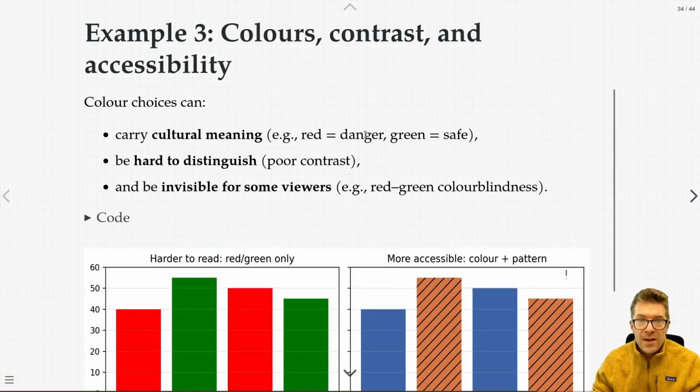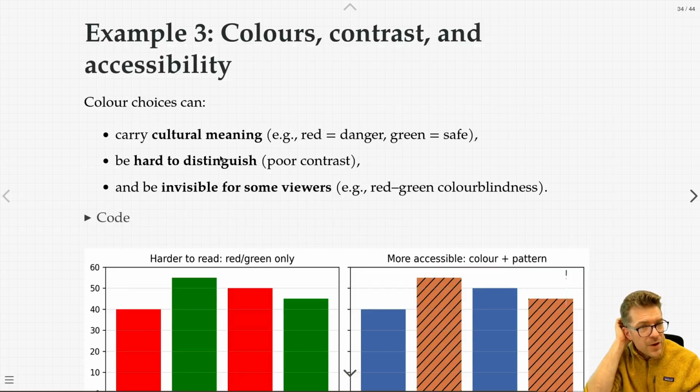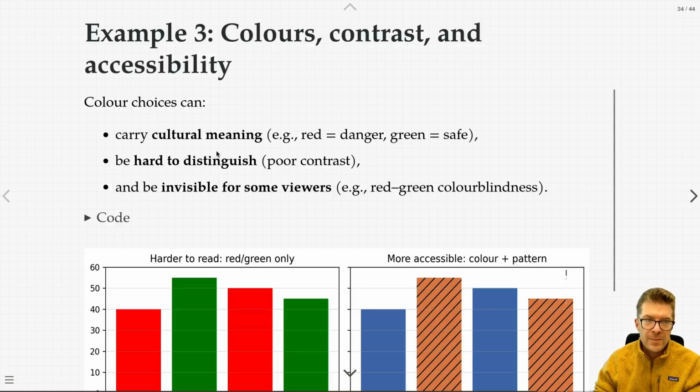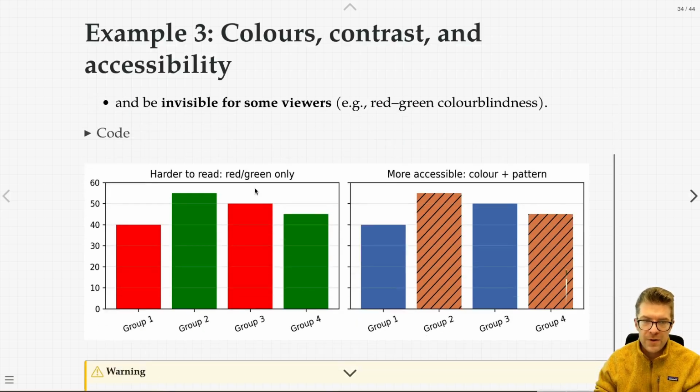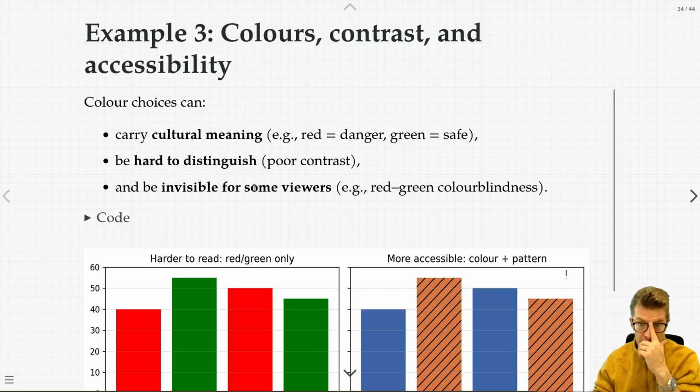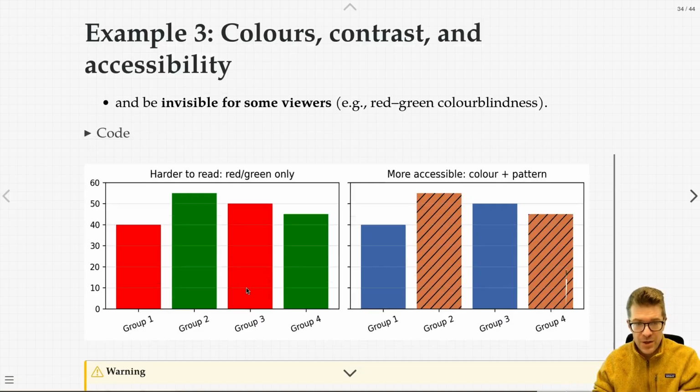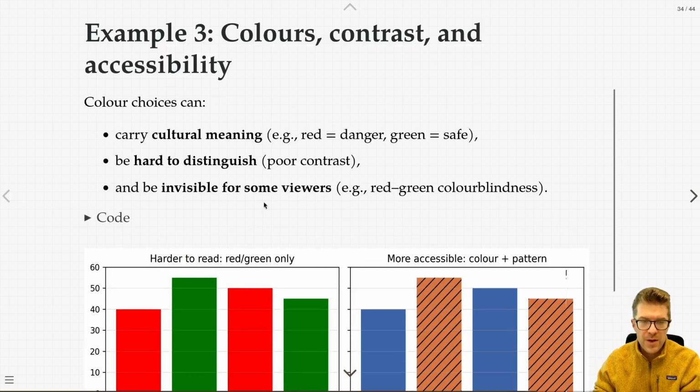Example 3, colors, contrast, and accessibility. So I kind of touched on colors very briefly earlier, and also in the previous module. I just want to highlight, for one thing, sometimes color choices can carry cultural meaning. In the West, including Canada, often red indicates danger and green indicates safe. So red is bad, green is good. But in some countries or cultures, red actually is good, or red indicates maybe luck or prosperity. So depending on who your audience is, you might want to be aware of that.